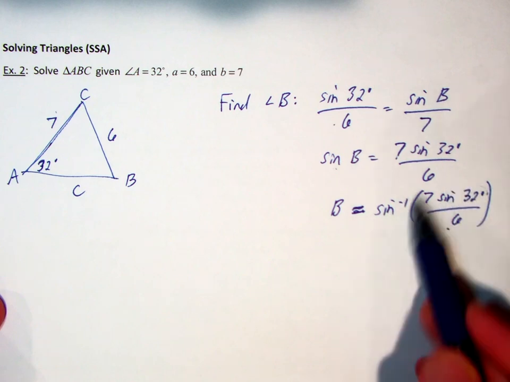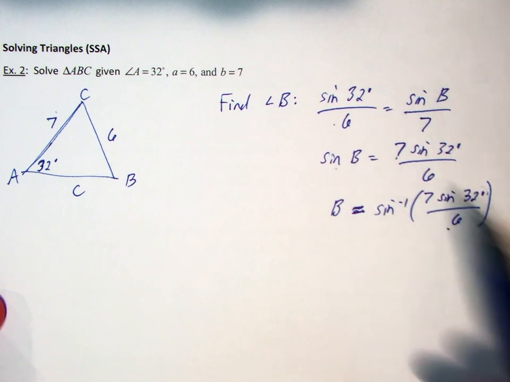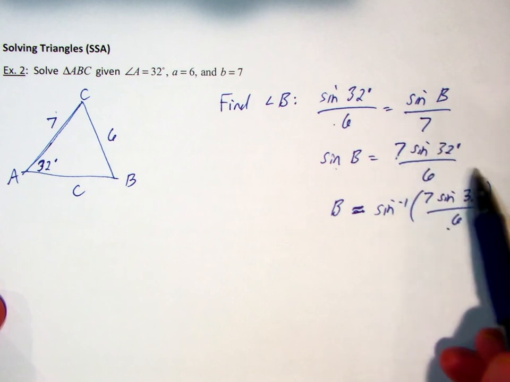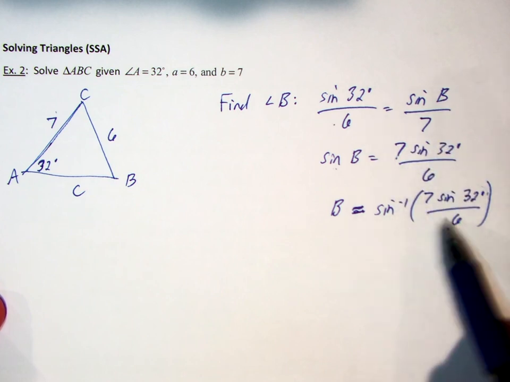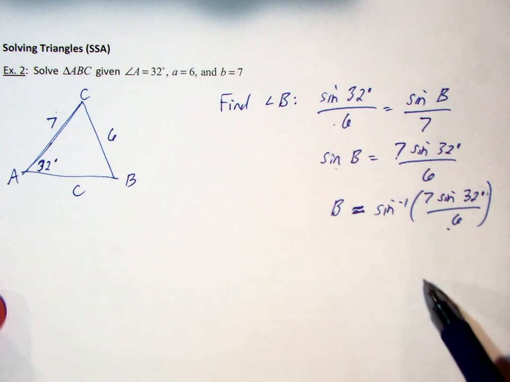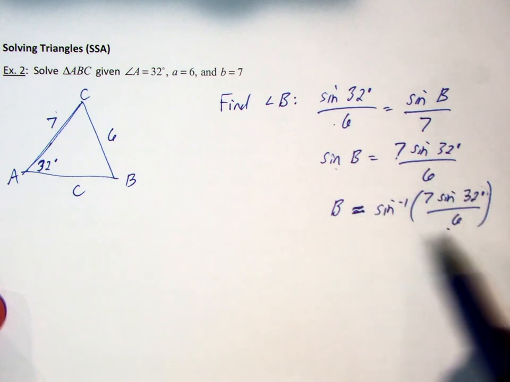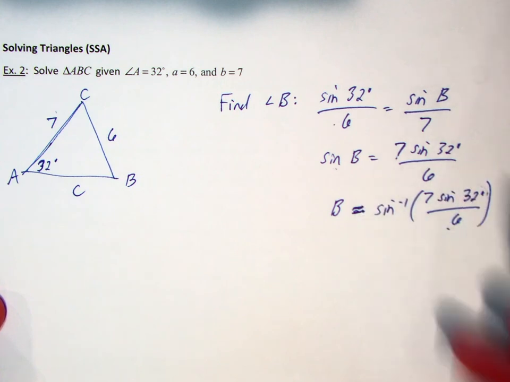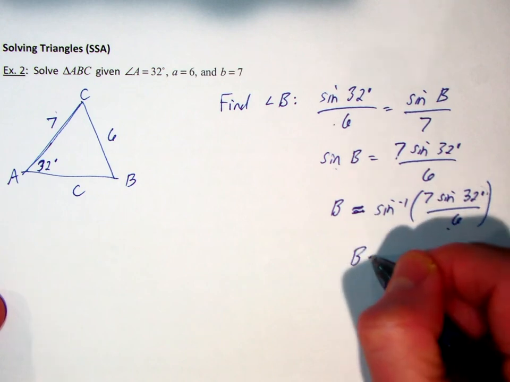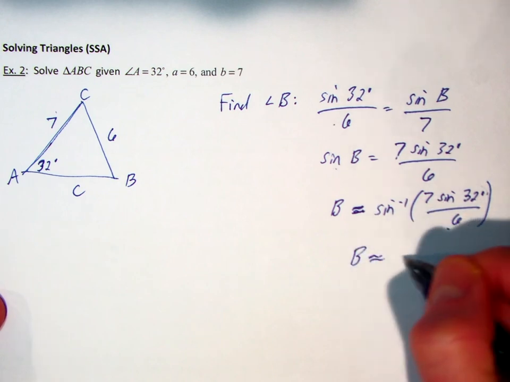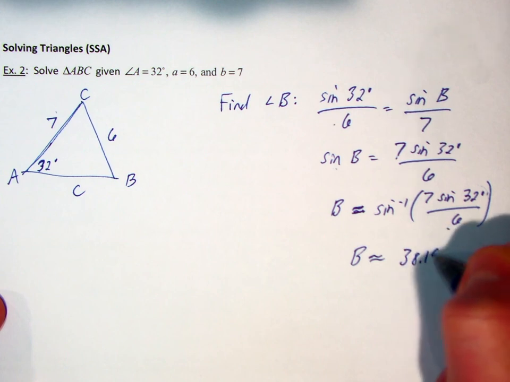By the way, do not round. Don't do this in multiple steps. Don't type this in and get a decimal, write it down, and then do the inverse sine of that, because your answer will be off because of the rounding error. Always do this in one step. Just do inverse sine of this whole thing in your calculator, and you should get that. Angle B is approximately 38.19 degrees.